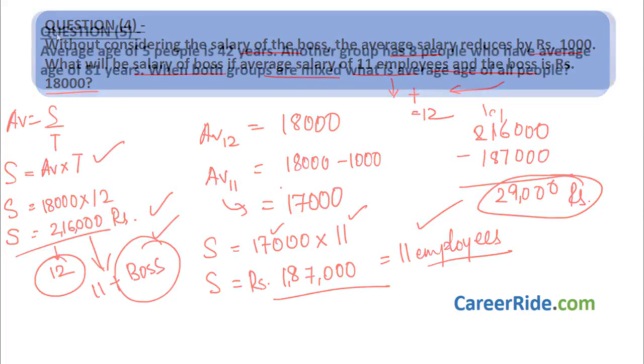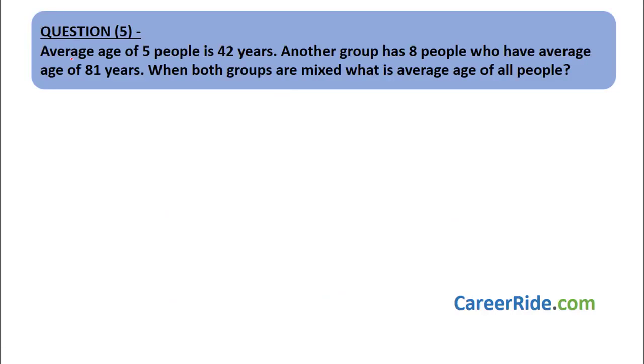Moving on. Question number 5. Average age of 5 people is 42 years. Another group has 8 people who have an average age of 81 years. When both groups are mixed, what is the average age of all people?